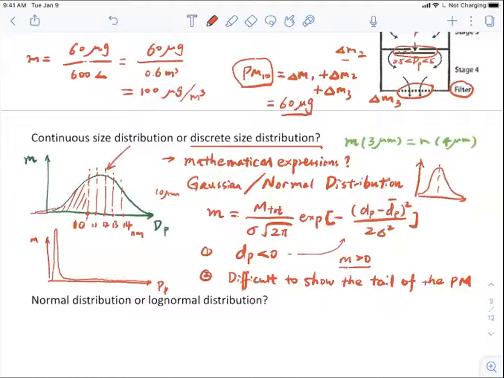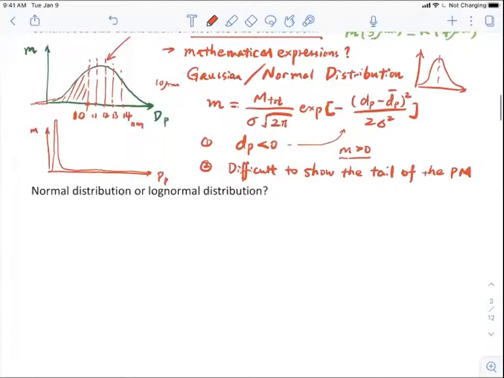Okay, so people actually came up with a mathematical way to better show the size distribution, and that's what we call the log normal distribution, okay? The log normal distribution is still very similar to the normal distribution, except that we show the particle size in the log scale, okay? So we're converting this x-axis into log, right? So if it's in the log scale, then we're going to have the new mathematical expression of M total.